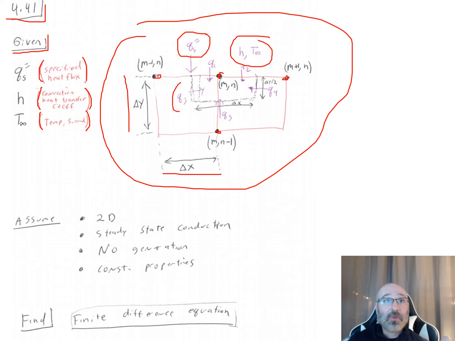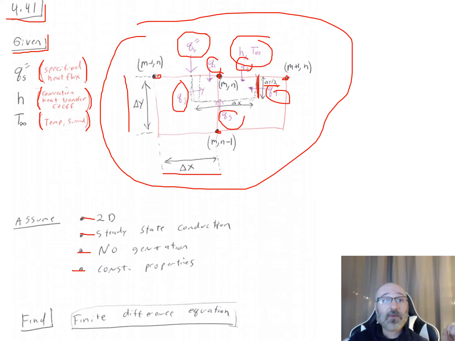We now have our Q3, our Q1, our Q2, our Q4, and our Q5. And again, we know that this distance right here, we can see there's our delta y right there as well. So what are we assuming? We're assuming it's going to be 2D, steady state conduction, no generation, and constant properties. So that's going to simplify down our solution quite a bit.